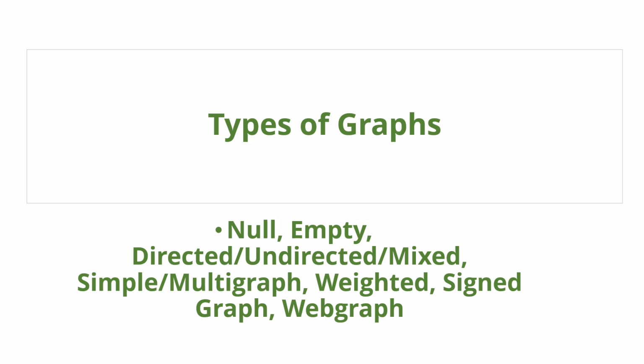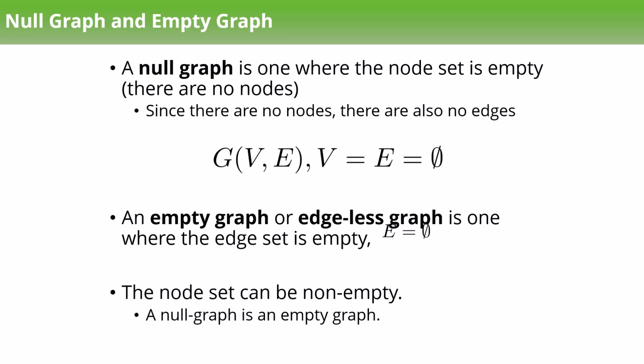Here are the few types of graphs: null, empty, directed, undirected, mixed, simple, multigraph, weighted, signed and web graph. First of all, the first type of graph is the null graph and the empty graph. A null graph contains no vertices and therefore no edges. So G of V comma E, where vertices equal edges equal to phi, which is null.